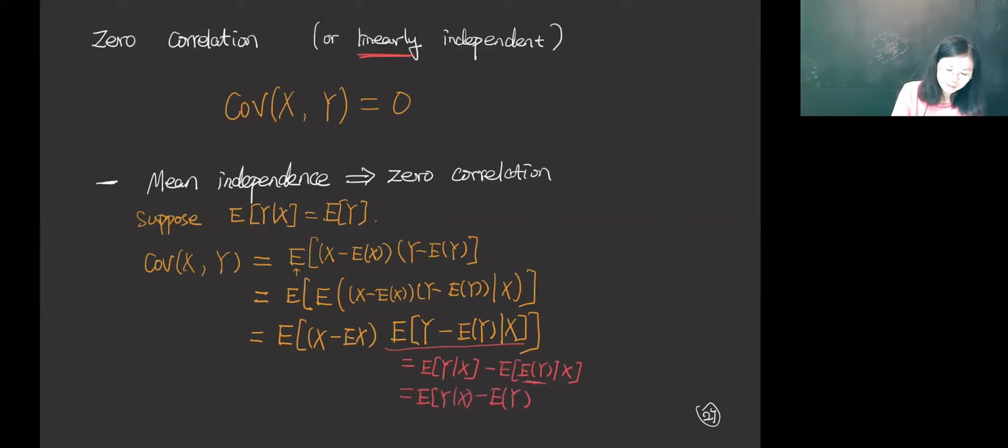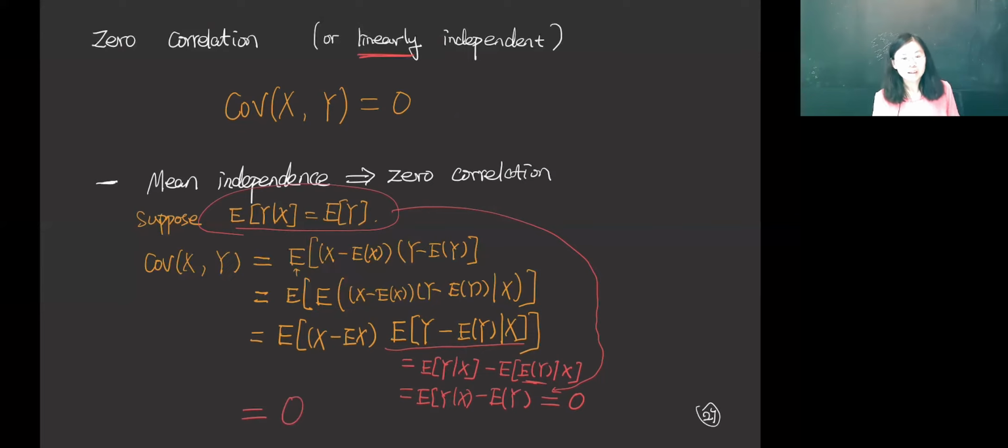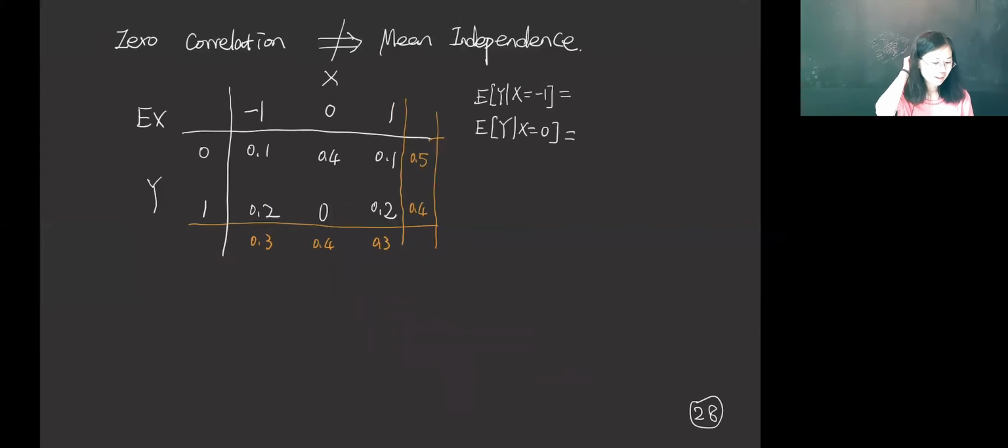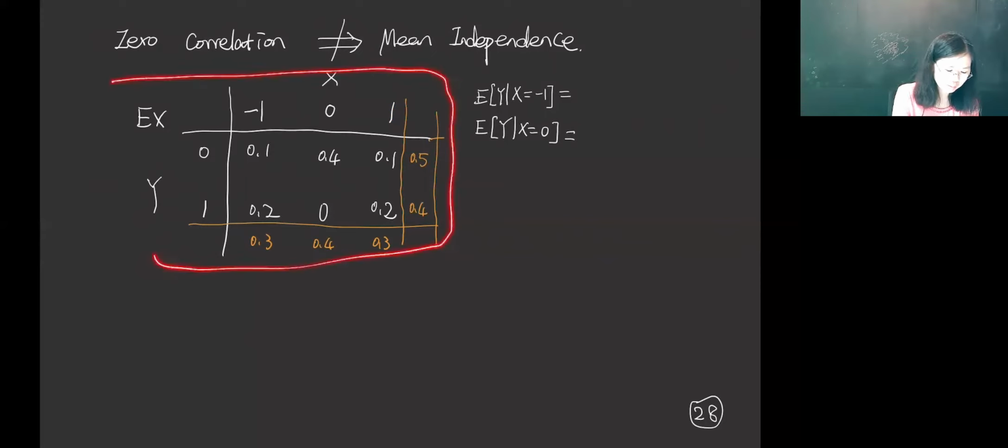By this mean independence assumption, that is 0. Therefore, the whole thing is 0. And we have shown mean independence implies 0 correlation. On the other hand, 0 correlation does not imply mean independence. We can demonstrate this using the distribution given in this two-way table.